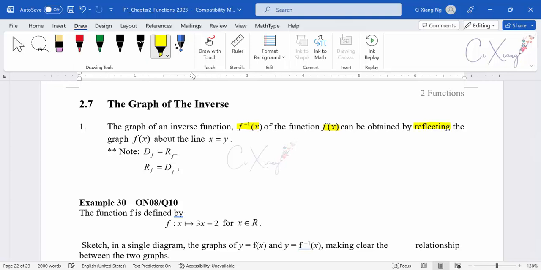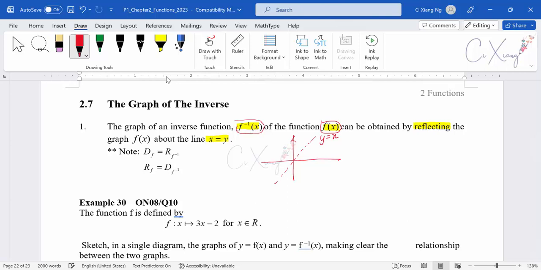Reflecting each other at the line y equals x. So that means when you sketch any diagram for f inverse and also f on the same axis, basically you will see that the line y equals x will be the mirror between these two functions. So let's say I'm having the line y equals x.